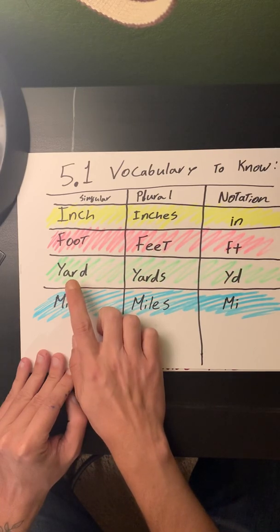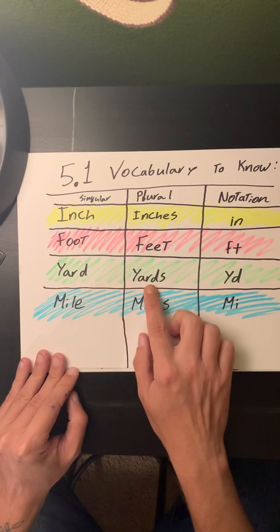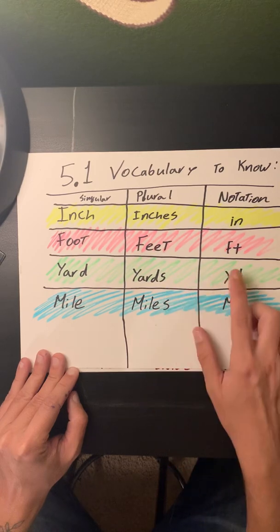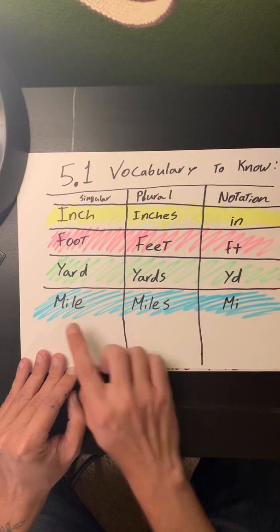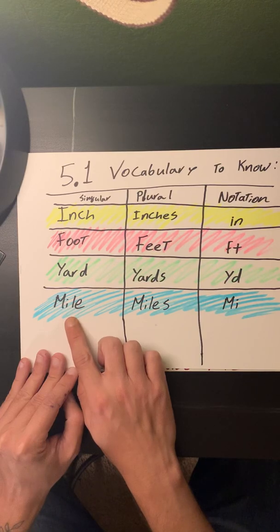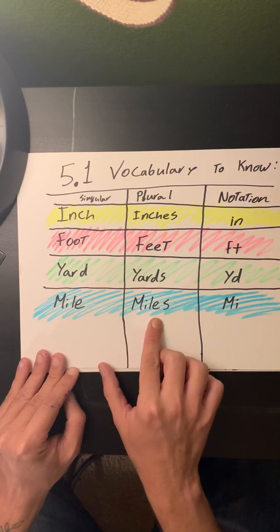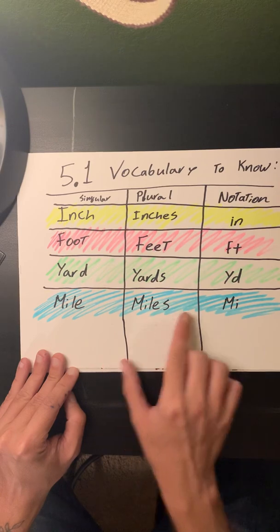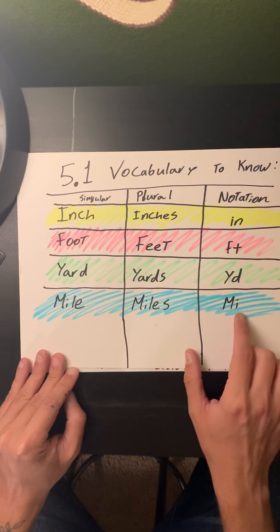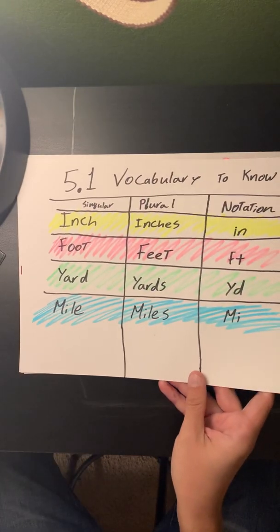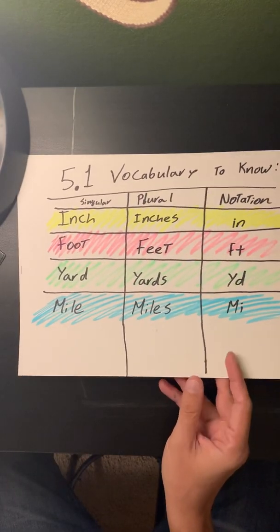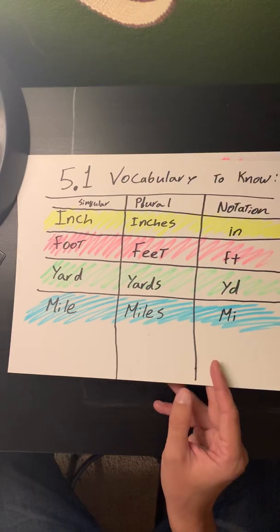In green, we have a yard. If it's multiple, it's yards, and it's notated as YD. Lastly, we have a mile in blue. If I have multiple, it would be miles, and I notate it as MI. Okay, so those are the vocabulary terms we'll be going through. I believe there's 3 parts to this lesson.